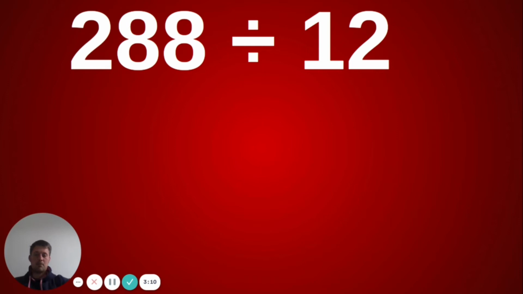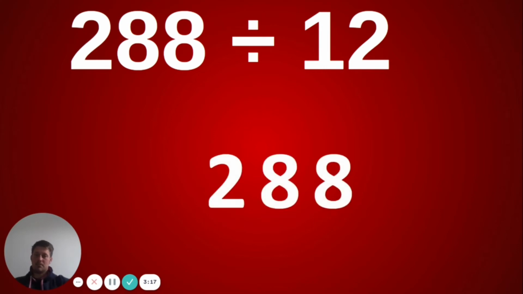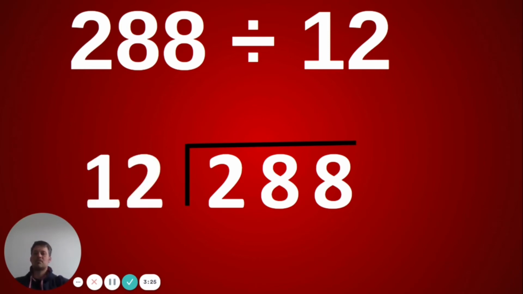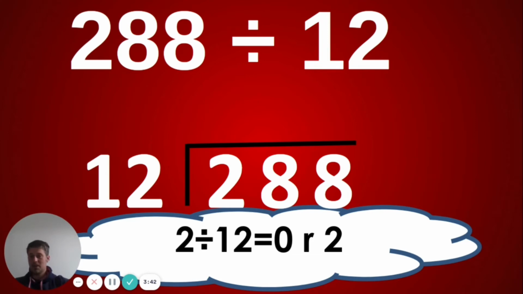Okay, so now we put our 288, and we're going to see how many groups of 12 we can make from 288. So we write 288, put our bus stop frame around it, and we put our number, the size of the group that we're trying to make, outside of the bus stop. So feel free to pause here if you'd like to have a go yourself, or we'll carry on together. So, first thing, how many groups of 12 can you make from 2? Well, you can't make any groups of 12 if you've only got 2, so that would be a 0 on top and carry the 2 across.